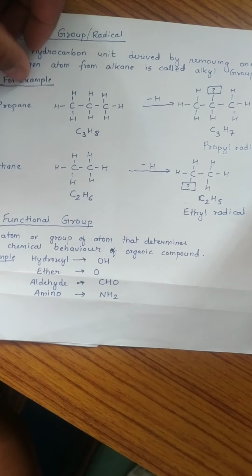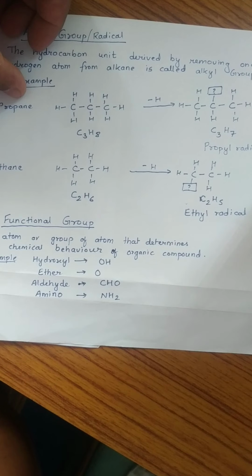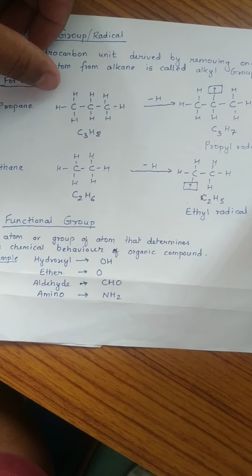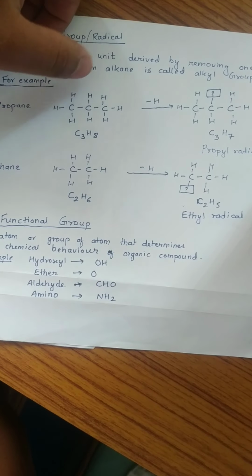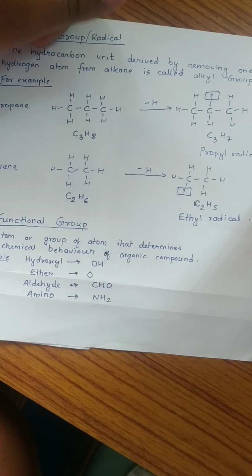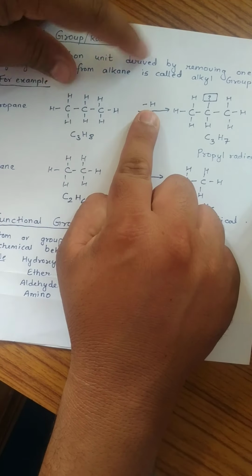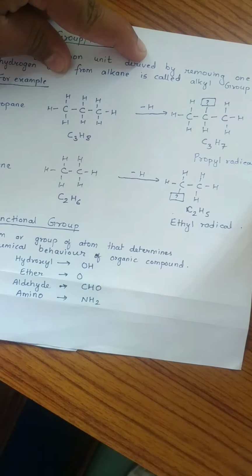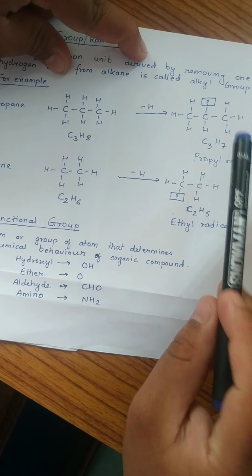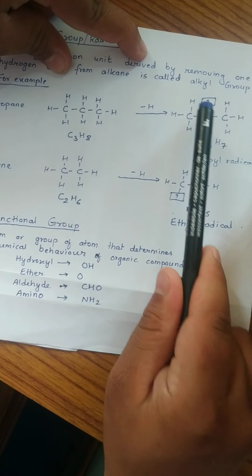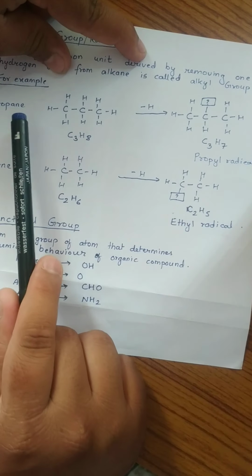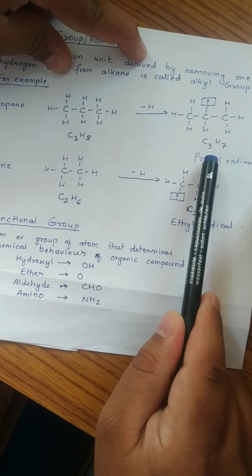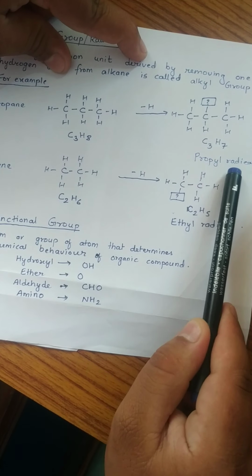So look at this example here. Propane. The structure of propane is like this. You can see 3 carbons, then there are altogether 8 hydrogens. Now whenever I remove one hydrogen, we can remove any one hydrogen. I chose from the middle here. So I have removed one hydrogen here. You can see that one place is empty here. There are only 7 hydrogens now. Now from propane, when I removed one hydrogen, it forms a propyl radical.